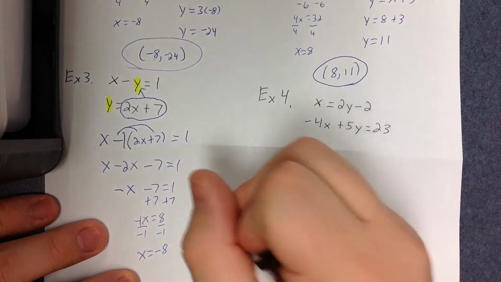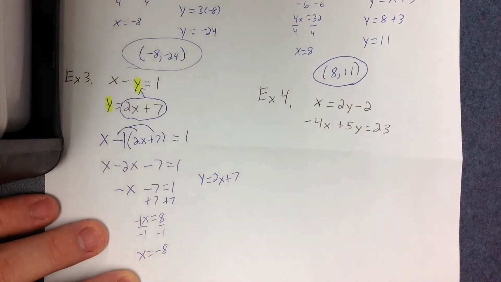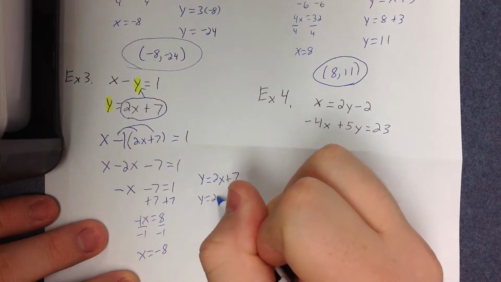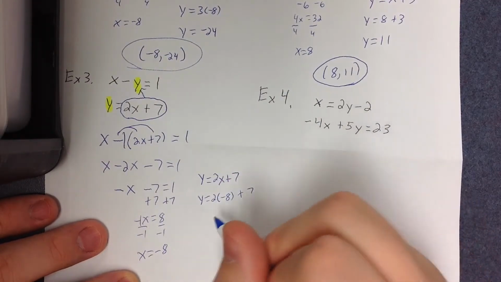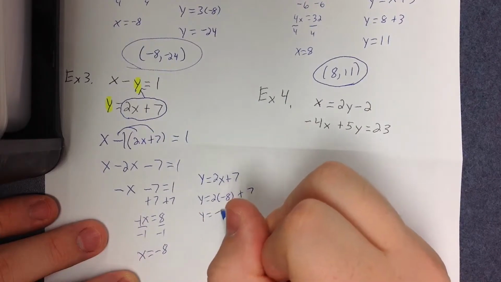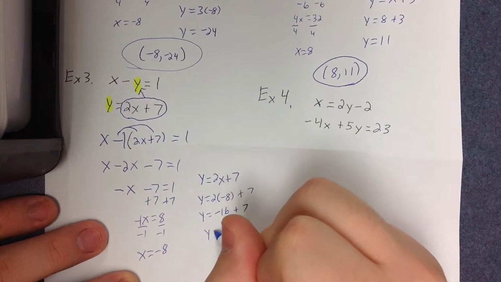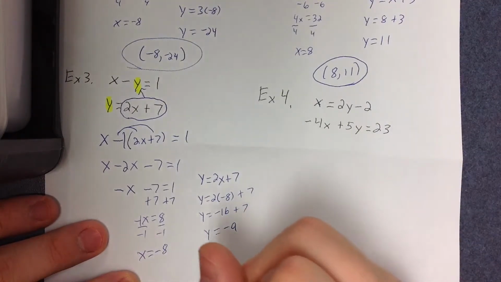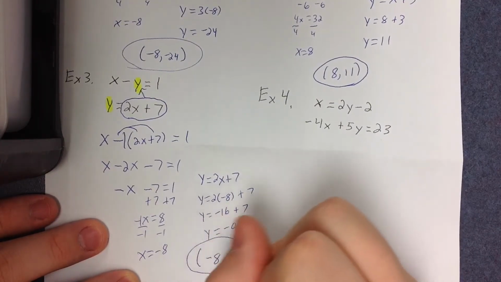And again, I go back to the equation I used for substitution. So y equals 2x plus 7. X is negative 8, so y equals 2 times negative 8 plus 7. 2 times negative 8 is negative 16 plus 7. Negative 16 plus 7 is negative 9. So my answer is negative 8, negative 9.